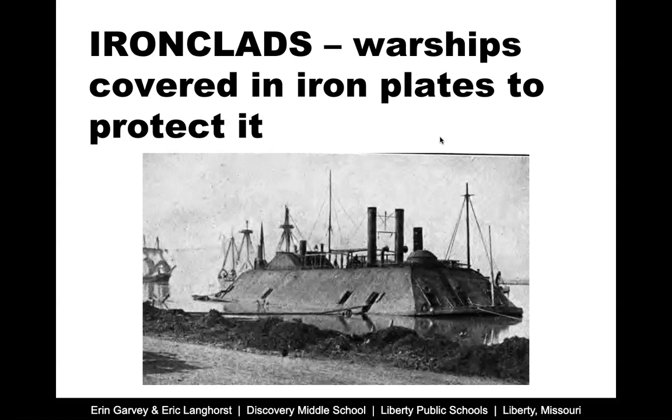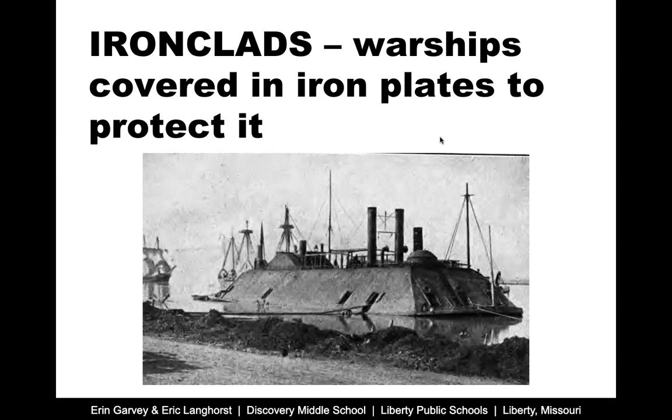Okay, the second thing I wanted to talk about today was the advancement of something called ironclads. Ironclads are warships that are covered in iron plates to help protect them. So ironclads actually come about in Europe in the 1840s, 1850s, but they weren't actually used in warfare until the Civil War. When we talked about at the beginning, the Union's going to have a huge advantage because they have all the ships. Okay, they have basically the entire Navy.